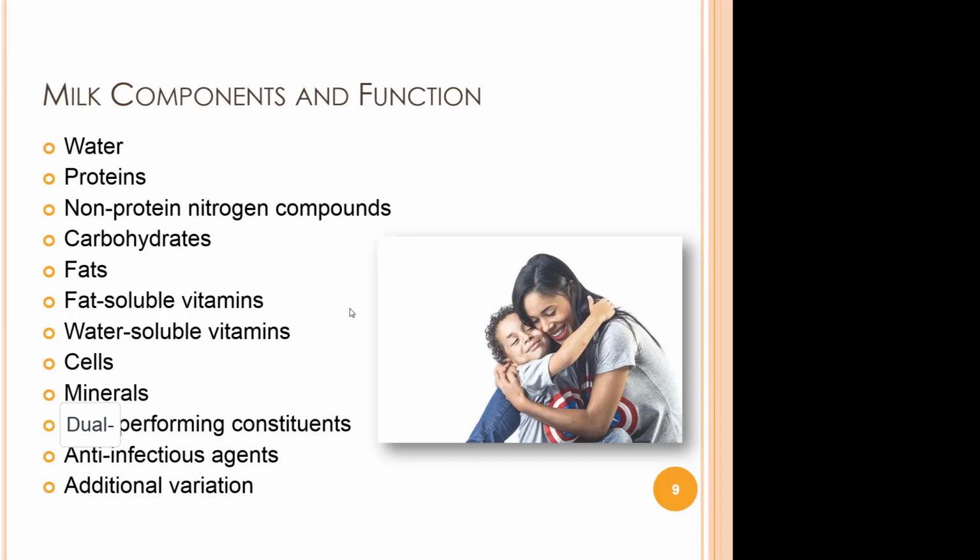The food supply over history has never been, and in many parts of the world still is not, stable. This protects the infant against changing conditions and starvation. This does not mean that we shouldn't encourage and support women to do their best to improve the quality of their diet and that of their families. So going through the slide, you can see that we'll be discussing water, proteins, non-protein nitrogen compounds, carbohydrates, fats, fat-soluble vitamins, water-soluble vitamins, cells, minerals, dual-performing constituents, and anti-infectious agents, as well as additional variations.